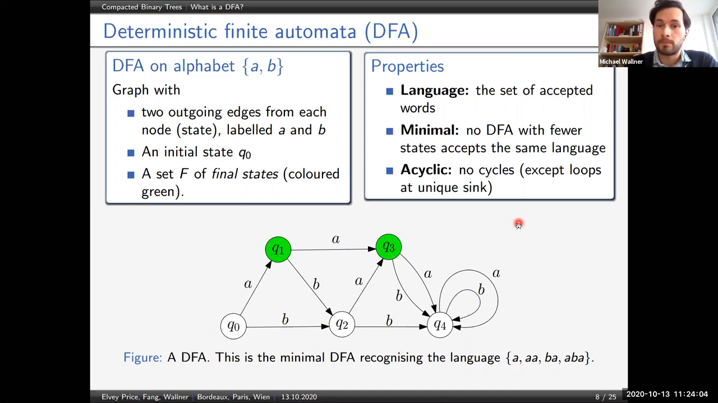Now it's called minimal if there is no DFA with fewer states that accepts the same language. So here, this one is the minimal DFA. If you're bored, you can try to prove that this is really minimal for this language. And what is important here is that it's acyclic, meaning that there are no cycles except the loops here for this DFA. And for a finite language, this will always be the case.